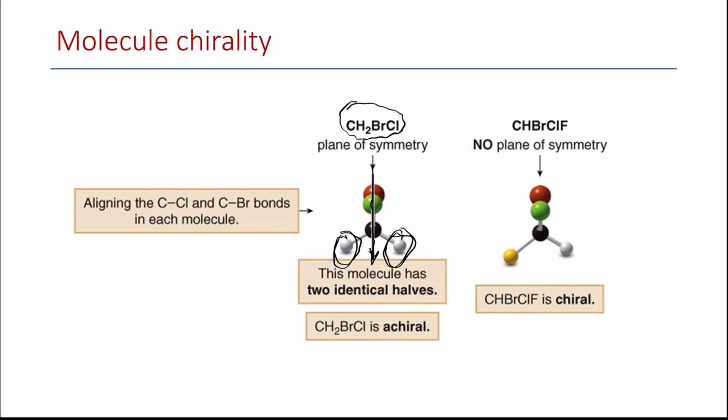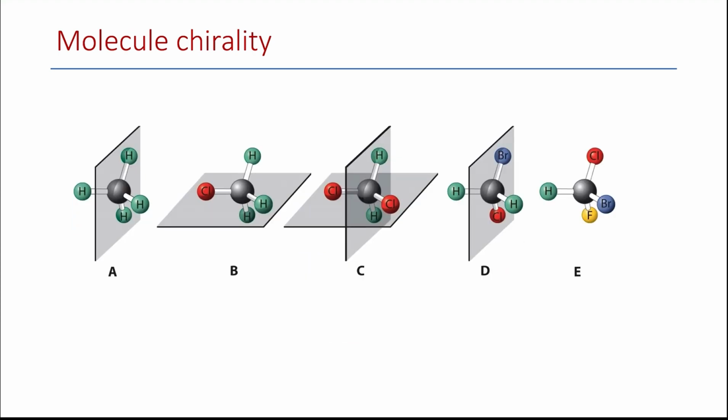If you look at a molecule like bromochlorofluoromethane, this carbon atom here has four different substituents. This one doesn't have any plane of symmetry. There are four different substituents and there is no plane of symmetry. You cannot have one half that is a mirror image of the other half. So this is a chiral molecule.